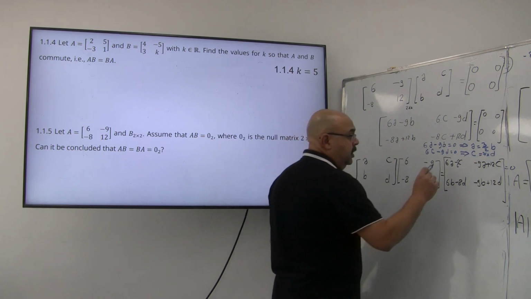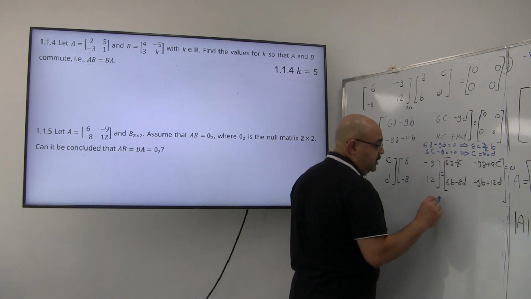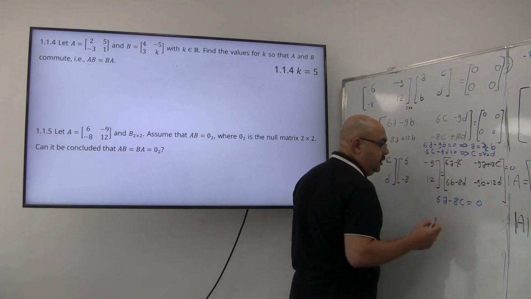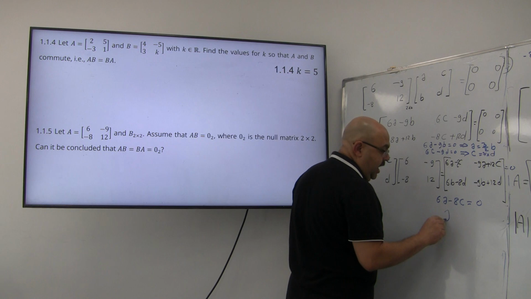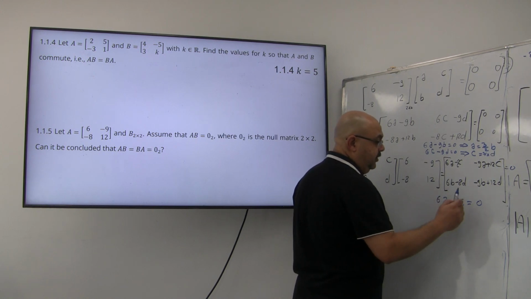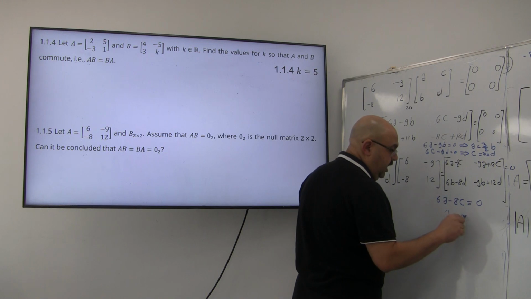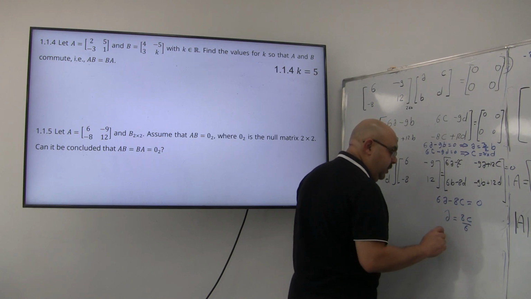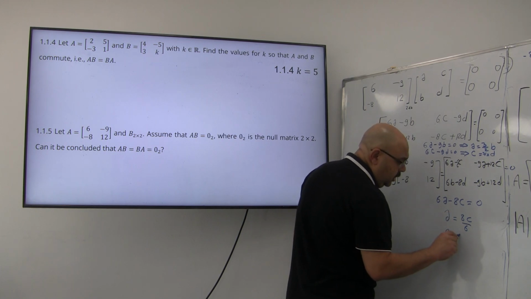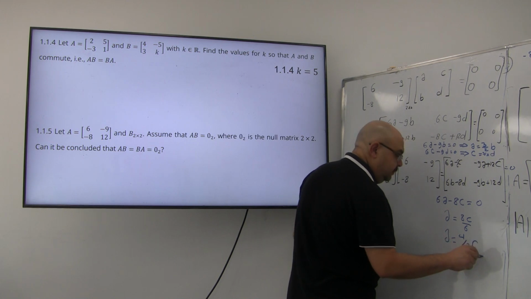Let's continue. So I will have 6A minus 8C should equal 0. That's A equals 8C over 6. Removing the 2 from each, A is going to equal 4 over 3 C.